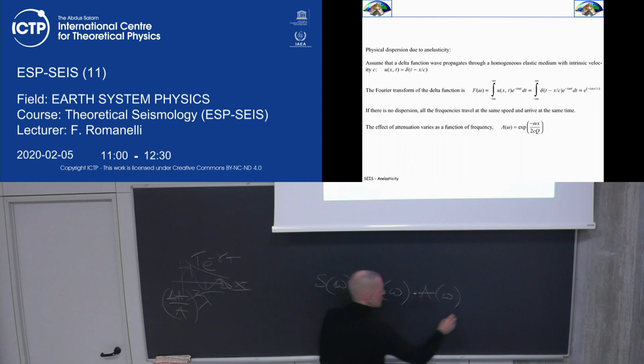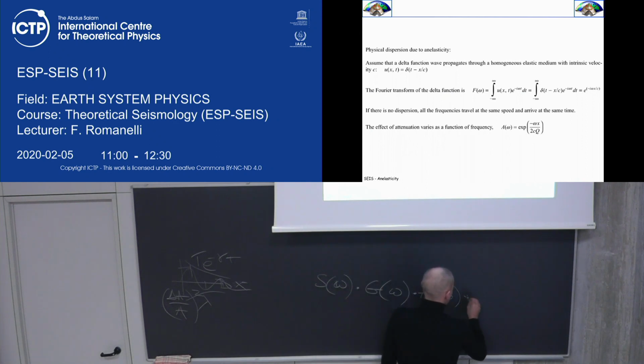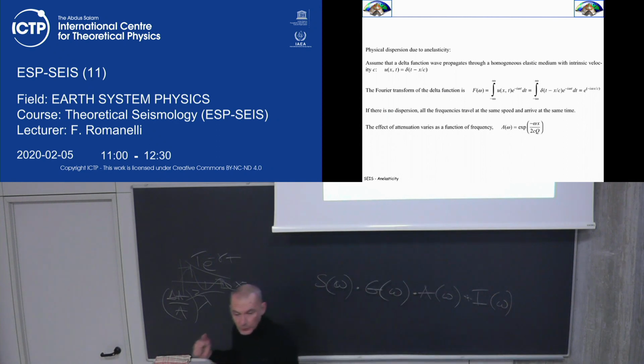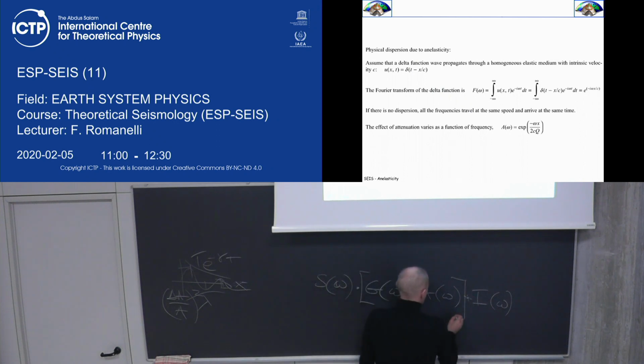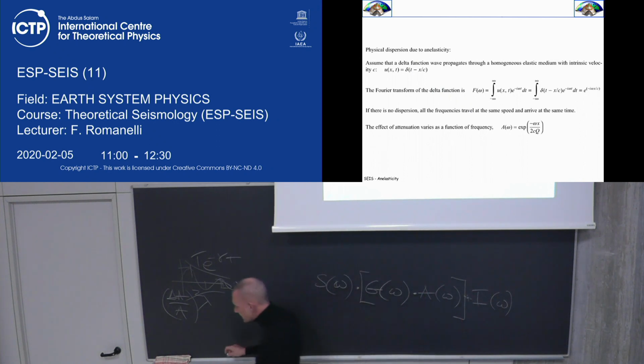Actually, we studied also the instrument. But we can deconvolve the instrument if we know how it is built, right? Good. So we have a new operator that actually is here. We can call it the anelastic operator. Okay, where is it? It's this. It's simple, but Q is constant.